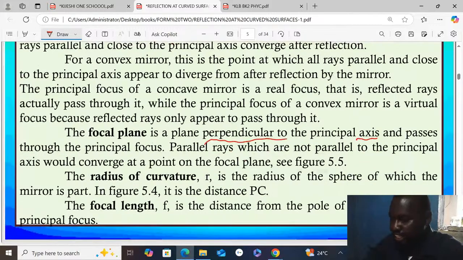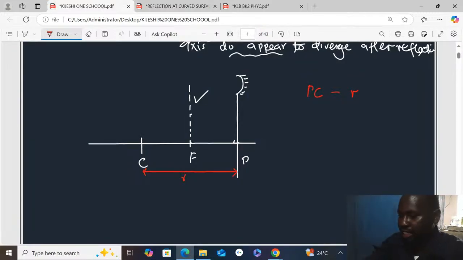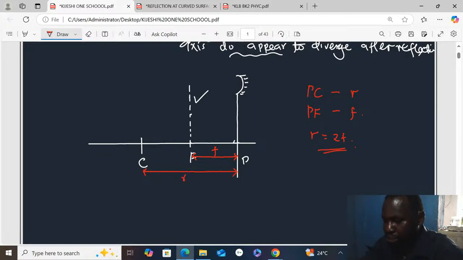We have the focal length, the distance from the pole of the mirror to its principal focus. So focal length will be the distance from P to F. So PF becomes our focal length, denoted by a small f, like that. If you look at this one, you'll finally realize that R is equal to 2f. That will be the final conclusion about the relationship between the radius of curvature and the focal length, f.